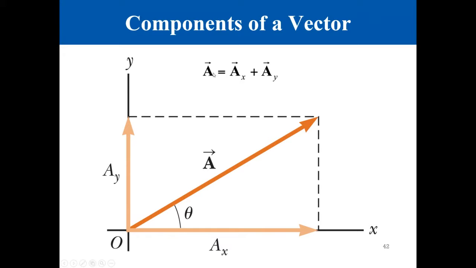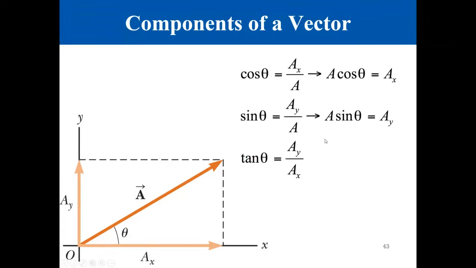So we can express A in terms of these two components. The magnitude of AX is A cosine theta, and the direction is along X, and for Y, the magnitude is A sine theta, and it's along the direction of Y. This is useful when you have many vectors to deal with. It's easier than graphing. You don't need to use a protractor and meter stick. You can do the work mathematically. Okay.